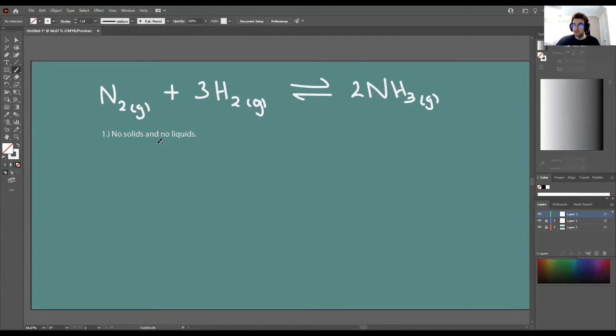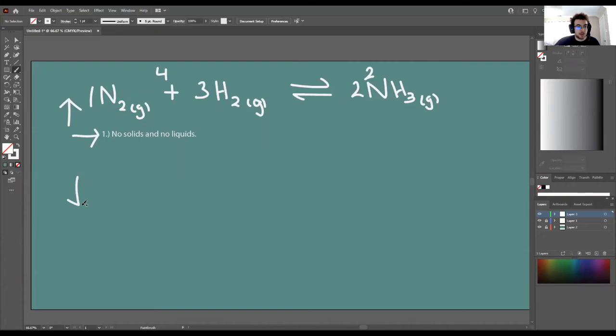Now on to pressure. Whenever we increase the pressure of the system, we need to look at how many moles of gas there are on the reactant side and the product side. Over here we have 1 mole of N2 and 3 moles of H2, so we have 4 moles in total on the reactant side, and we have 2 moles in total on the product side. So when we increase the pressure of the system, equilibrium will shift to the right, and that is because there are fewer moles on the product side.